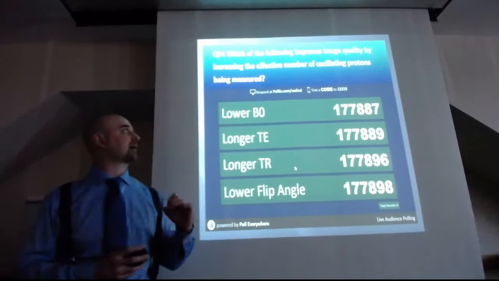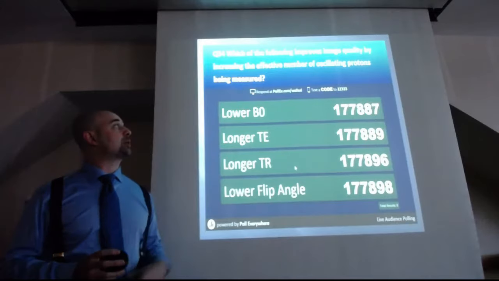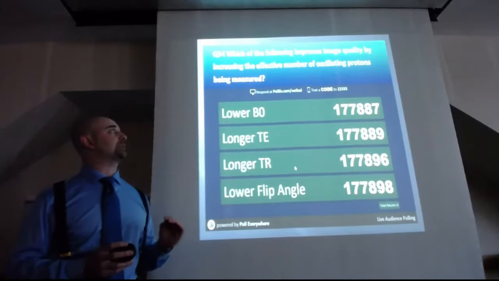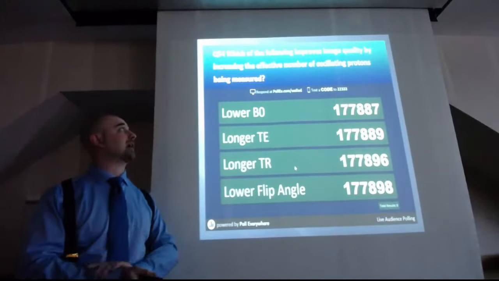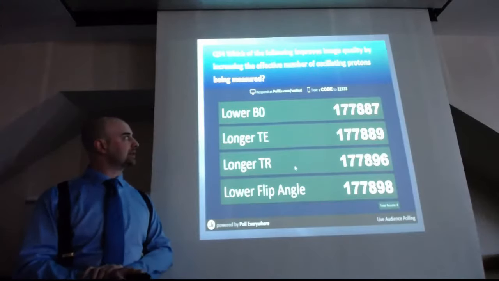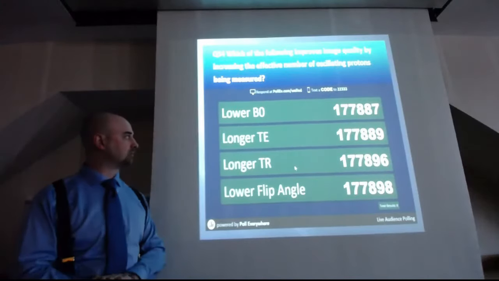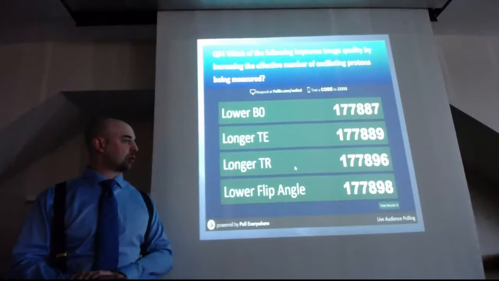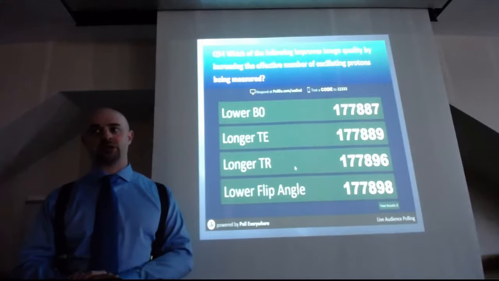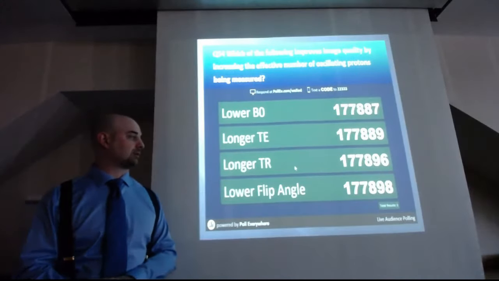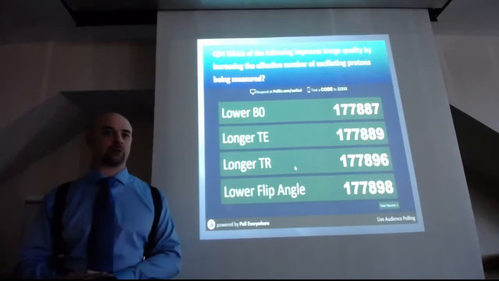Okay, just a quick check here. Which of the following would improve your image quality by increasing the effective number of oscillating protons being measured? Is it if you lower B0? Is it if you use a longer TE? Is it if you use a longer TR? Or is it if you use a lower flip angle?